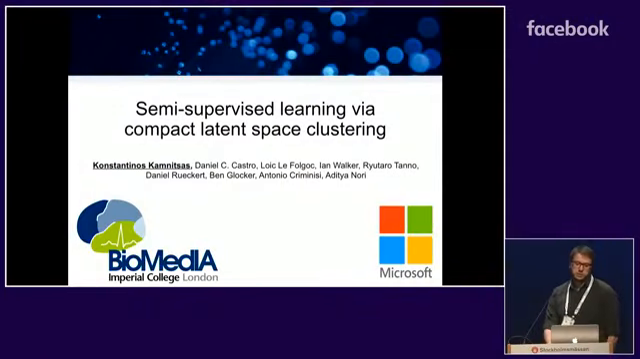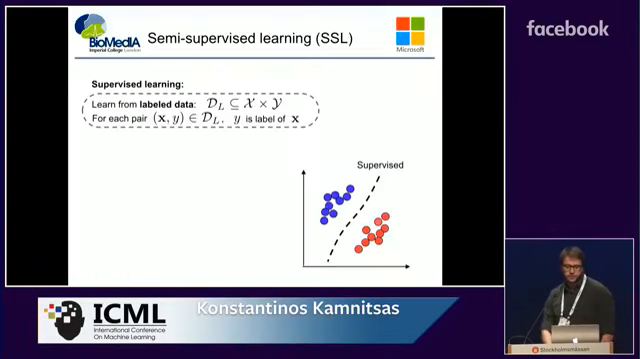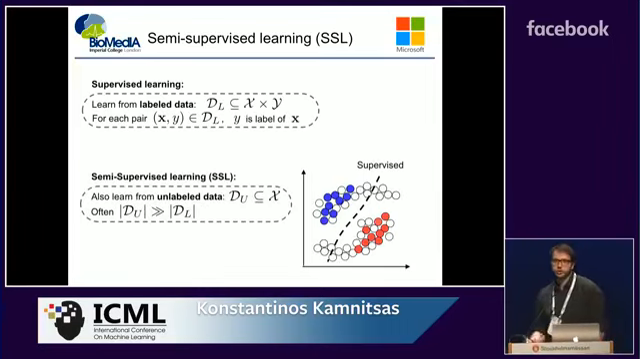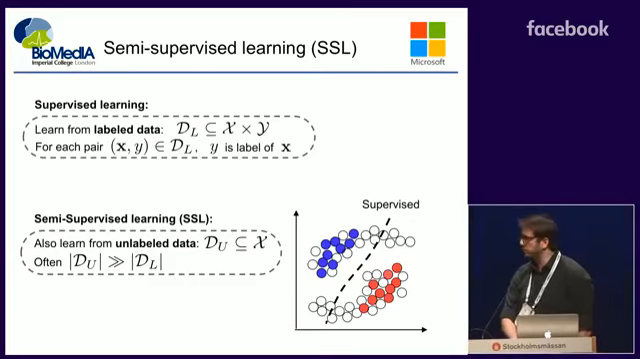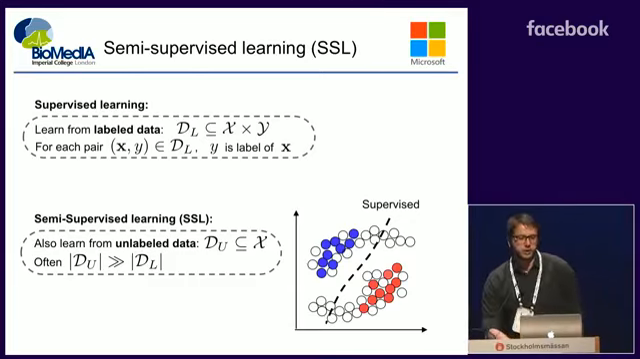Space Clustering. Hello everyone, I am Kostas, fourth year PhD student in Imperial College London, and I'll be presenting the work that I did as an intern in Microsoft Research. We know about supervised learning. You have some labeled data in your hand, you learn a decision boundary. In semi-supervised learning, you also assume that you have some unlabeled data. Quite often they are more than the labeled data, and you hope that you can extract information from them that will help you learn a decision boundary that generalizes better.